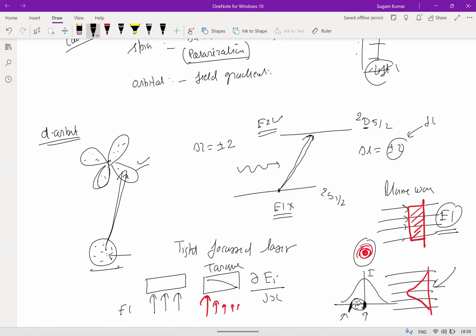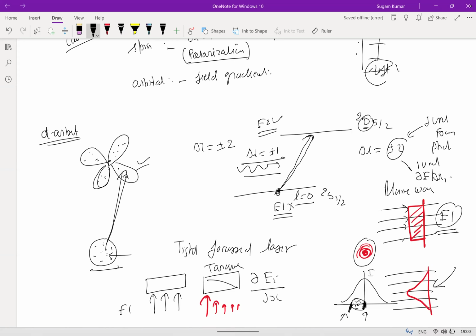So it will get 1 unit from the photon, which is coming. The photon is carrying a delta L of plus minus 1, and the extra 1 unit it will get from the field gradient, because the field gradient also has a torque, and when you have a torque it means you have angular momentum. So this electron in the ground state has L equal to 0. To go to the D state, it must get 2 units of angular momentum. So it gets 1 unit from the photon and 1 unit from this specially designed electric field. I hope this is clear now.